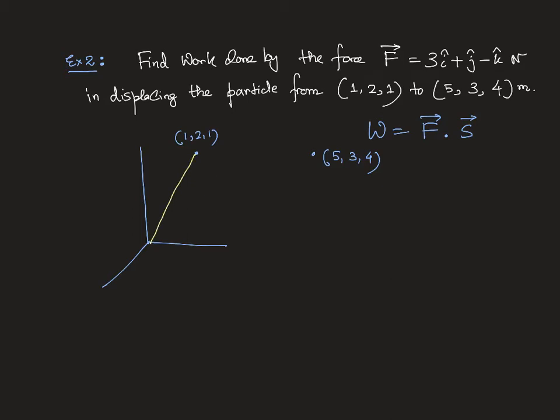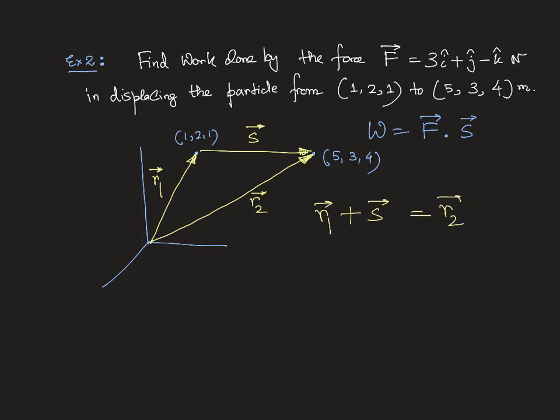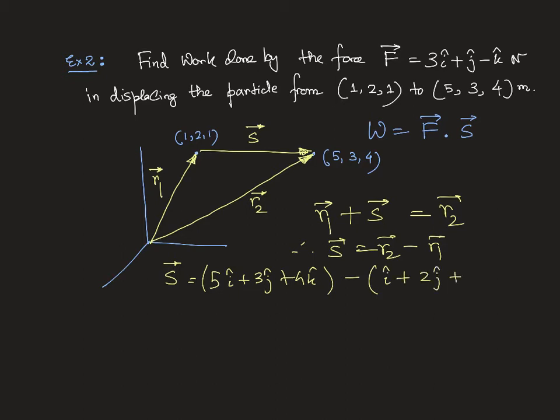So the position vector at start was r1, and the position vector finally is r2. The displacement vector is the change in the position vector. As you know from the triangle law, r1 plus displacement is equal to r2. Therefore s equals r2 minus r1, that is 5i cap plus 3j cap plus 4k cap minus i cap plus 2j cap plus k cap. So what is the displacement vector? You just subtract the x, y and z coordinates. So 4i cap plus j cap plus 3k cap, in meters, right?